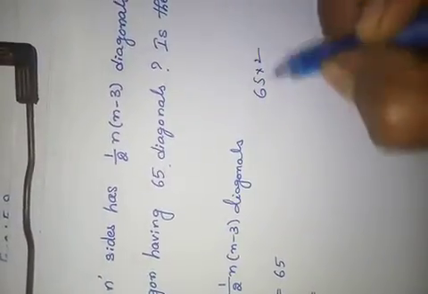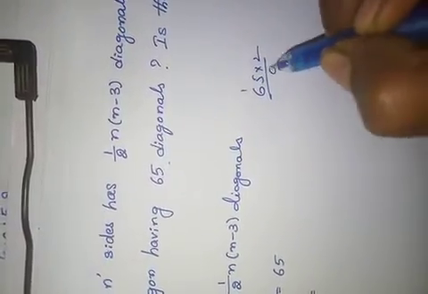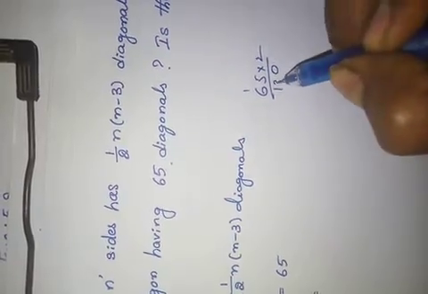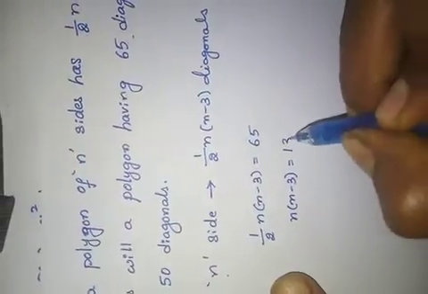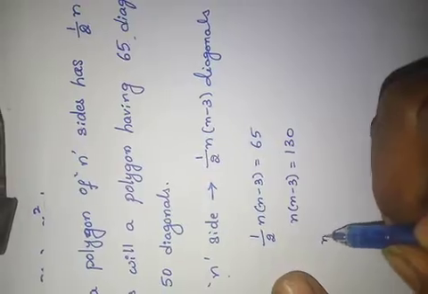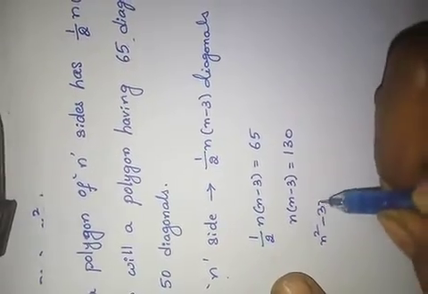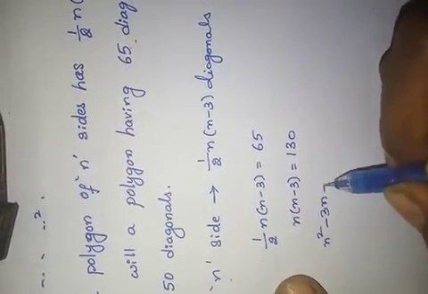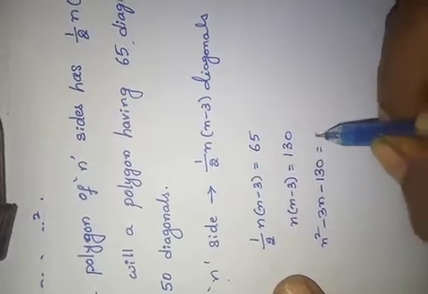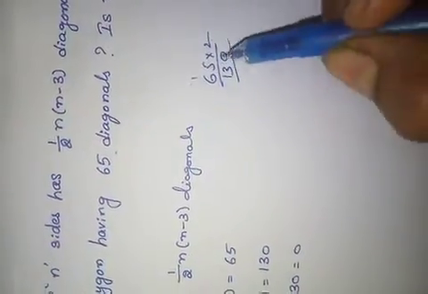65 twos are how much? 5 twos are 10, 6 twos are 12, 13, 130. Now multiply it. n square minus 3n. Send this 130 to this side. Minus 130 equals 0. That's all, no?